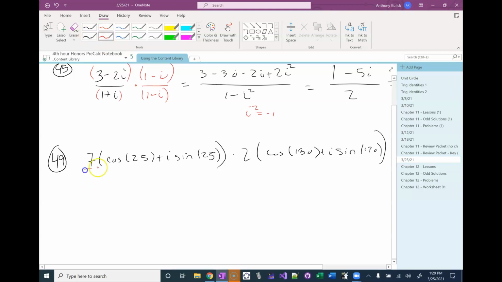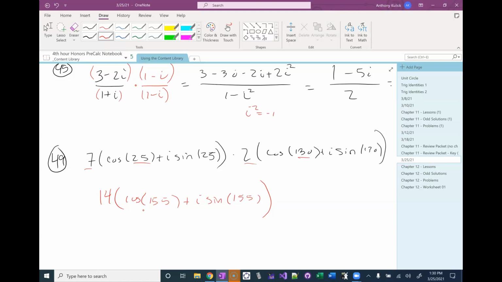So to do this, I just multiply the coefficients together, and then I add the angles together. Done. That's in trig form. If you want it in standard form, I'm just going to type into my calculator 14 times cosine 155, whatever that decimal is, plus 14 times sine 155, whatever that decimal is, and tack an i on at the end.